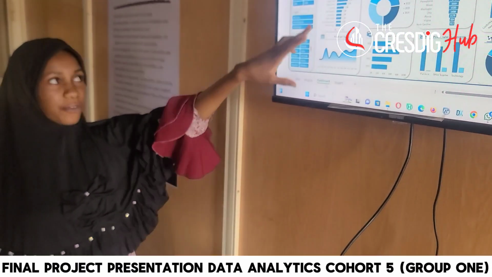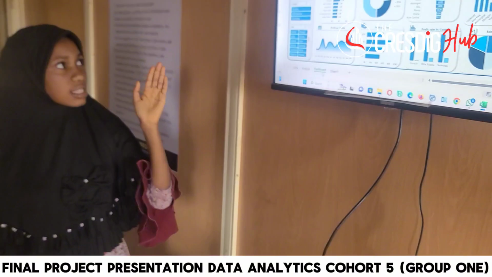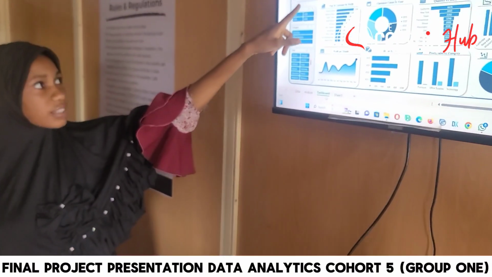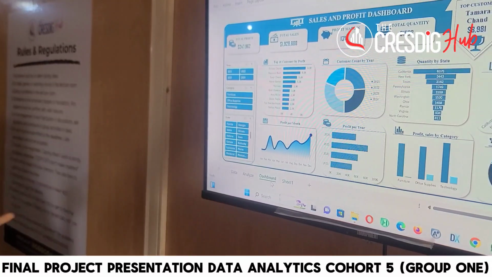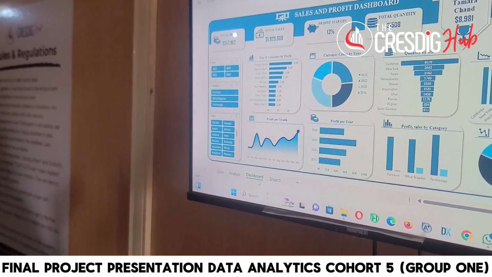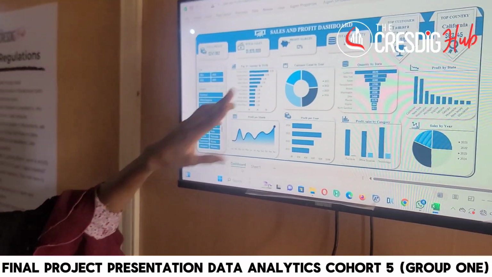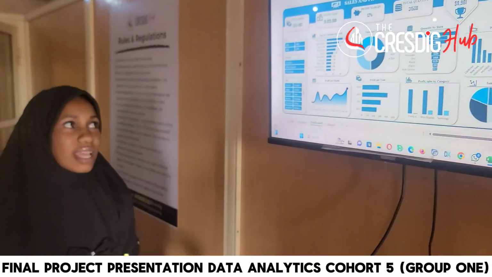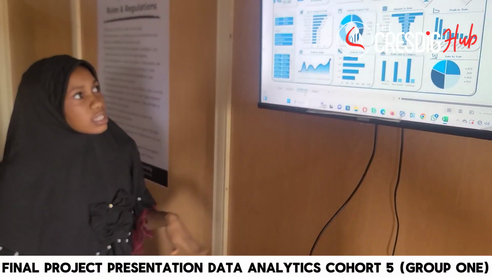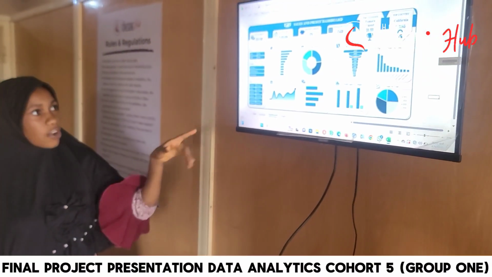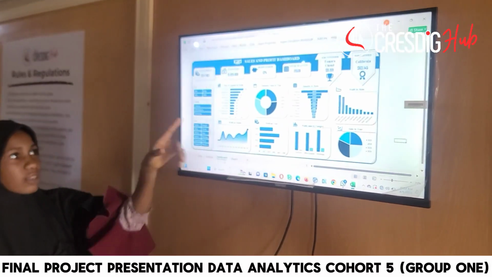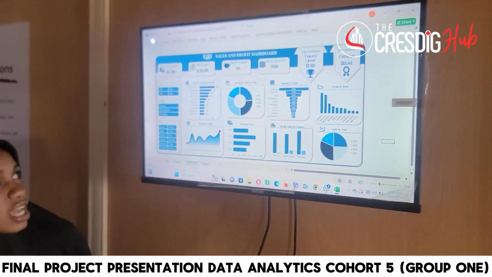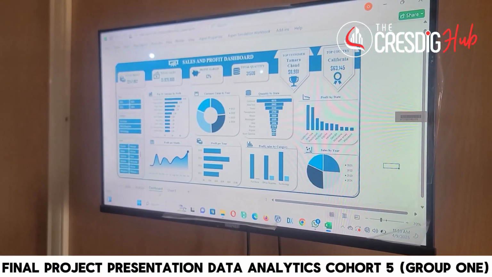So the total profit for the 4 years is here. We also have total sales for the 4 years. We have profit margin, like we calculated, which is 13%, and we have total quantity for the 4 years. And this is our top customer for the 4 years. Our top customer is Tamara Chand, and also our top state is California.